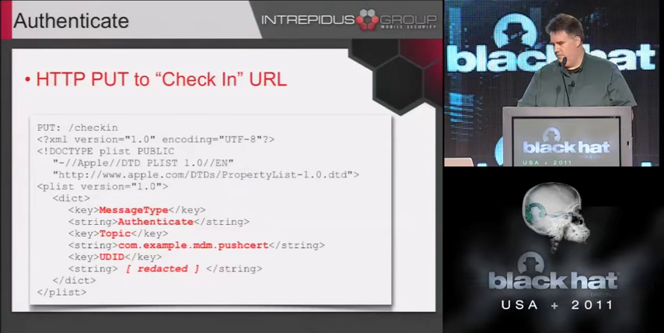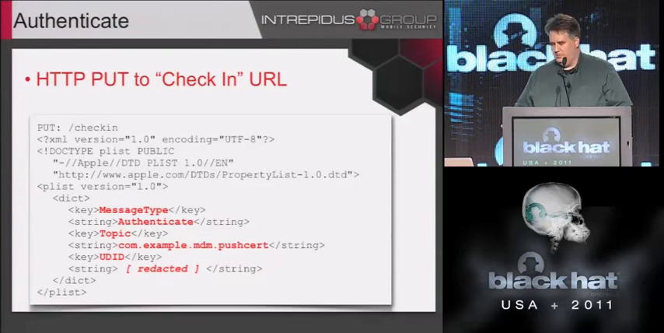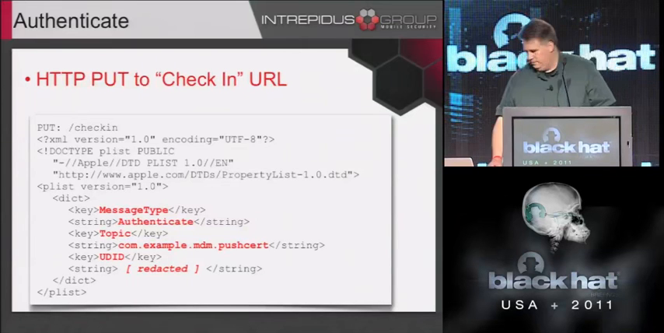In this case, remember we had the server URL and the check-in URL. In this case, my check-in URL is just /check-in. So there's a put to check-in, and the rest of it is just this XML document. It's a standard format that Apple uses everywhere called a property list format. And I've highlighted the key parts here in red. There's a message type, authenticate, the topic, which again was the name on the push certificate, and then the UDID, which I've hidden any strings like that through all these docs. So that's what gets sent up to the server to say, hey, I want to enroll.